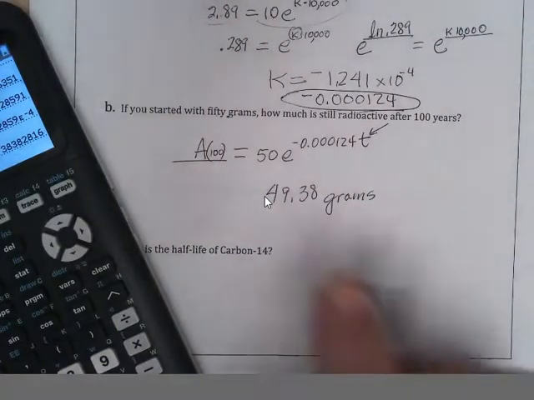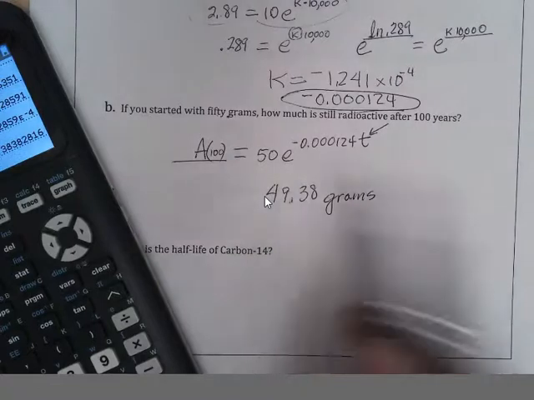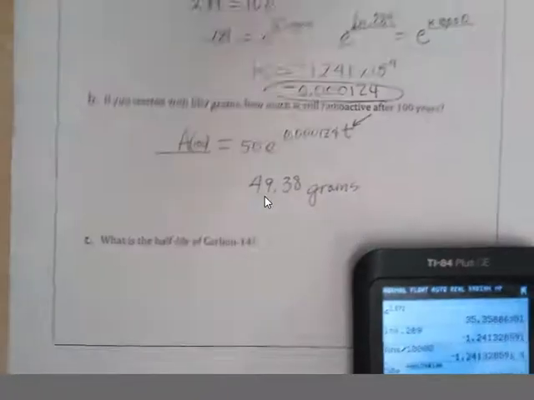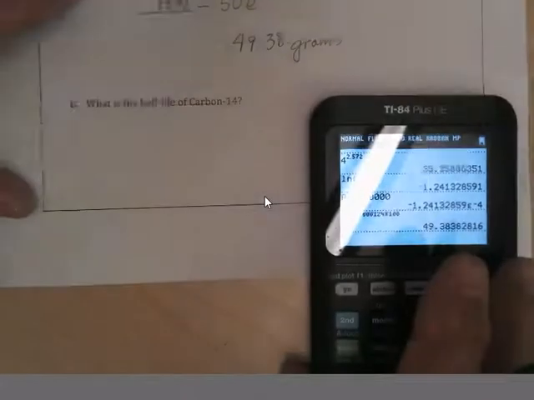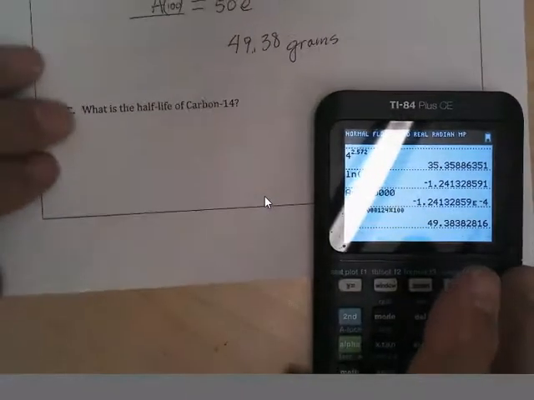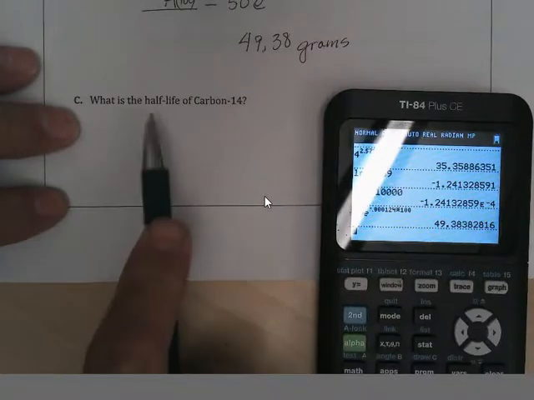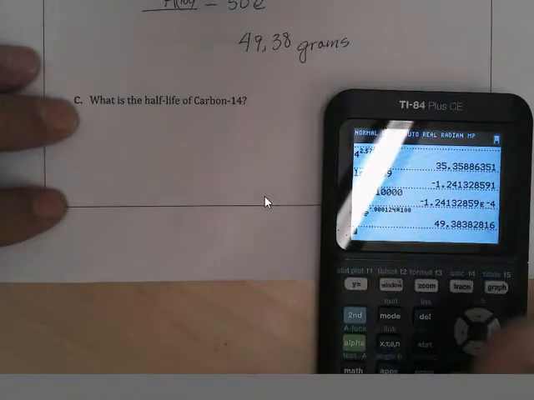So in 100 years, it doesn't change much, 50 to 49. That's why carbon dating is not used for short periods of time, like 100 years. It's used more for thousands of years. In fact, let's find out how many years it takes to go to half as much as it was.